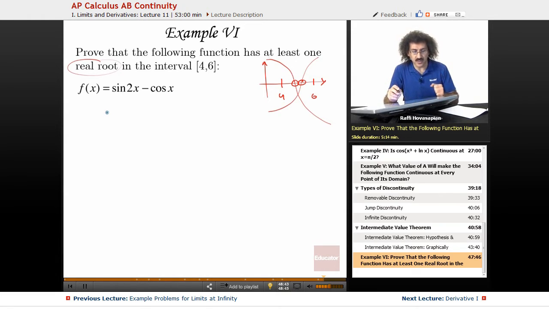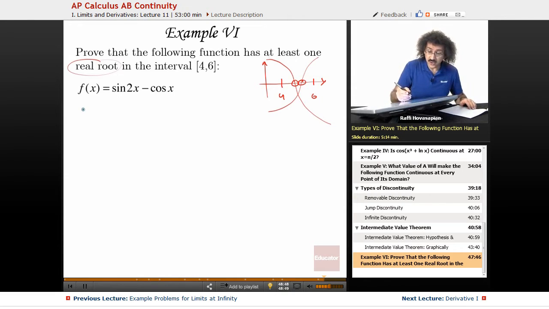Now, the y value is going to be 0. That's what a root means. So in the interval 4 to 6. Okay, well, let's check our hypotheses.